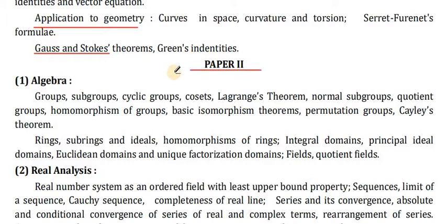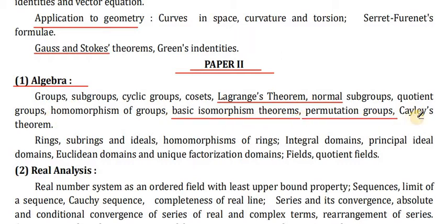Now we will see paper 2 of mathematics optional, Civil Services Mains Examination. So in point number 1, it's algebra: groups, subgroups, cyclic group, cosets, Lagrange's theorem, normal subgroups, quotient group, homomorphism of groups, basic isomorphism theorems, permutation groups, Cayley's theorem, rings, subrings and ideals, homomorphisms of rings, integral domains, principal ideal domains, Euclidean domains and unique factorization domains, fields, quotient field.